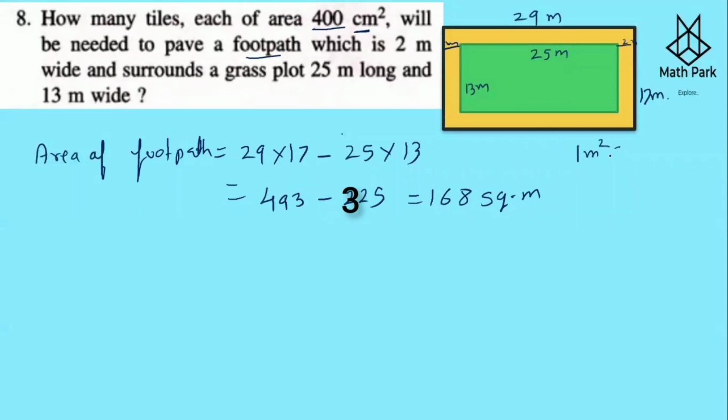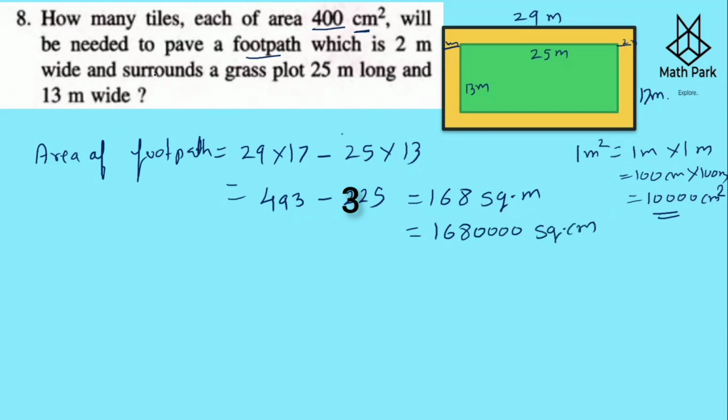1 meter square is 1 meter times 1 meter. So 1 meter is 100 centimeters, 100 centimeters times 100 centimeters, which is 10,000 centimeter square is 1 meter square. So if I have to convert square meters to centimeter square, we need to multiply by 10,000. So this becomes 1681234 square centimeter.